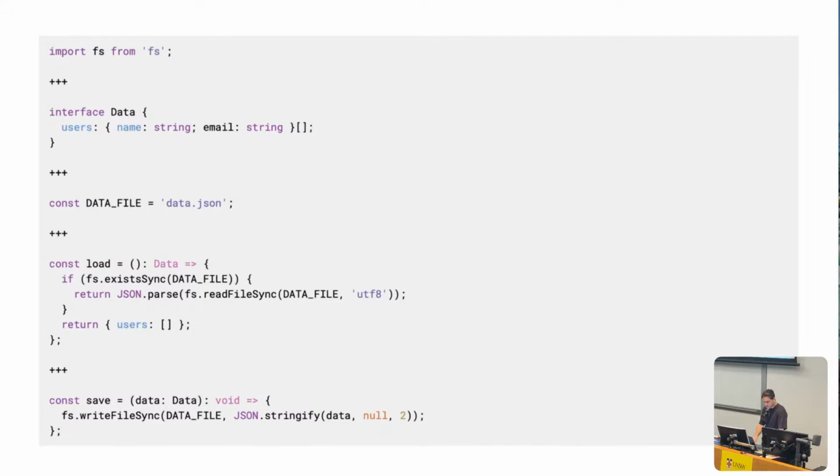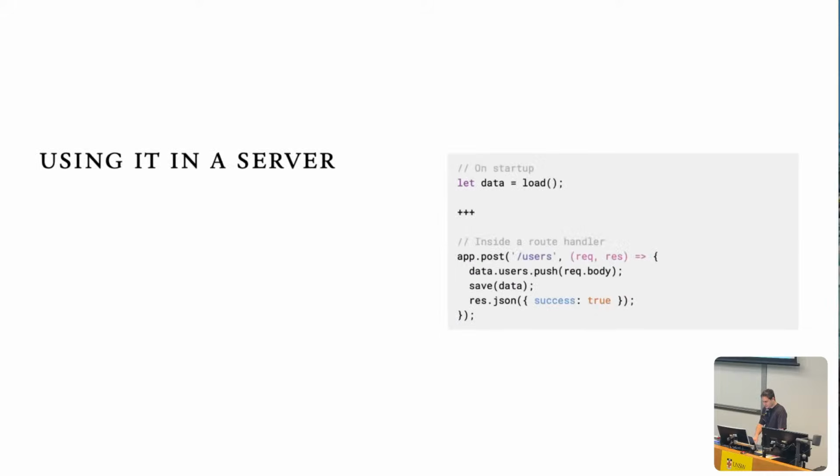All right, so that's the basics of persistence. Now, how do we convert this code to work in the context of an Express server? Can we see all the building blocks? So when we start the server, we need to load the data. And inside a route handler, we need to update the data when we have new data.